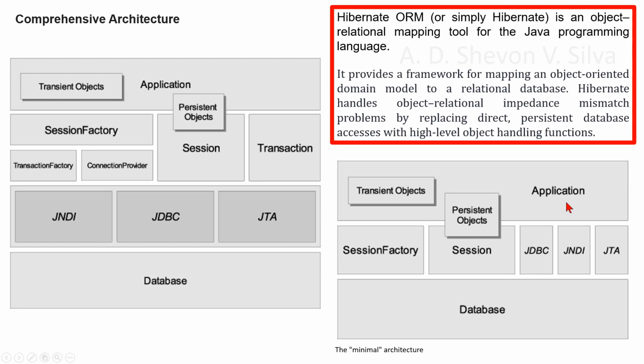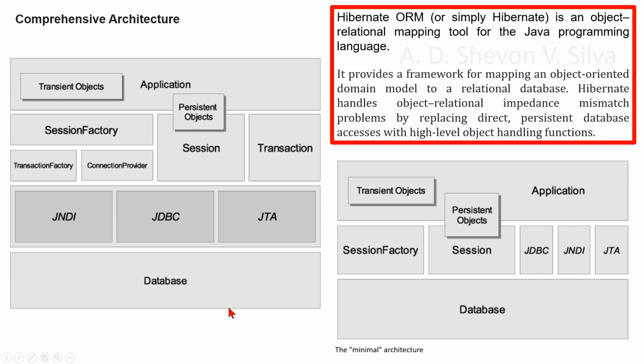Here you can see application. Transient objects are in application. You can see persistent objects and SessionFactory, Session, JDBC, JNDI, JTA, and below, database.